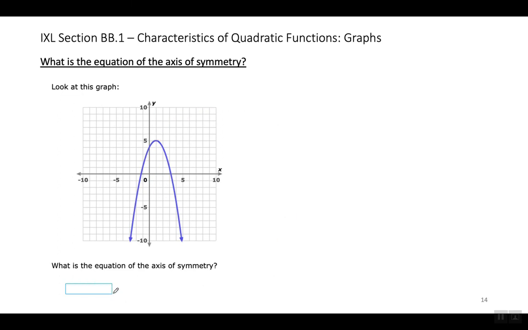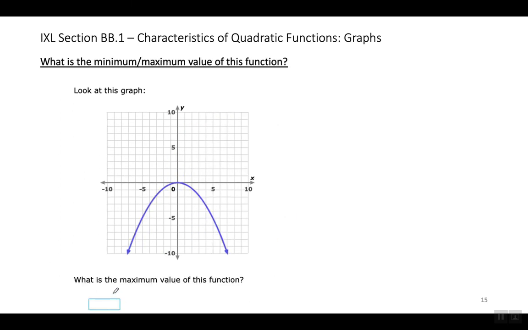Okay, now comes time for the next category of questions, which is what is the minimum or maximum value of this function. Okay, what is the minimum or maximum value of this function?